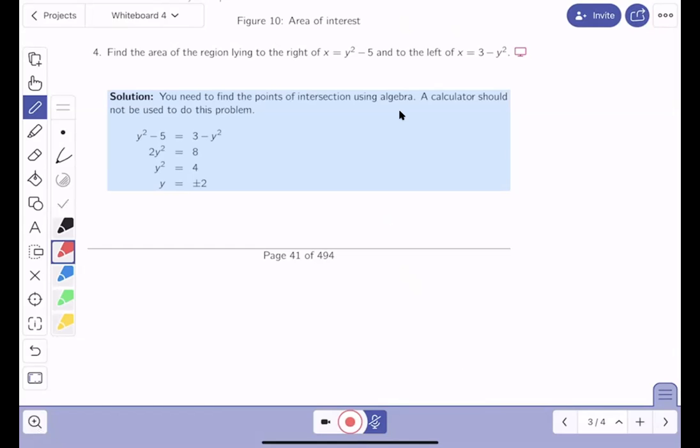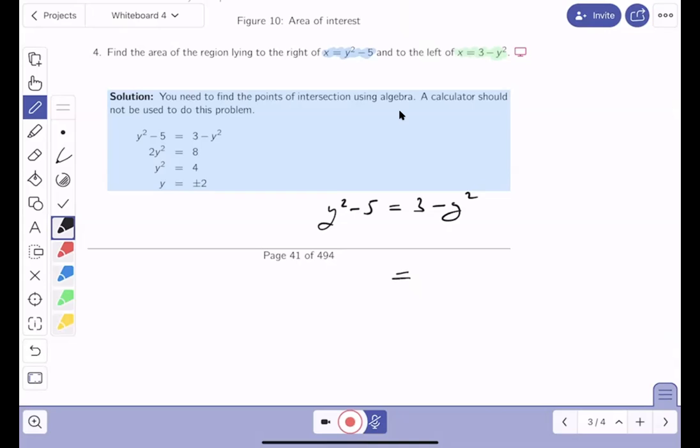What do you mean by that? Find points of intersection, right? I'm going to write that down for you. I'm going to be looking at this curve here and this curve over here, and I want to find out where they intersect one another. All right, so let's write this down. That means y squared minus 5 would equal 3 minus y squared. All right, that's not so bad. I think I can handle it.